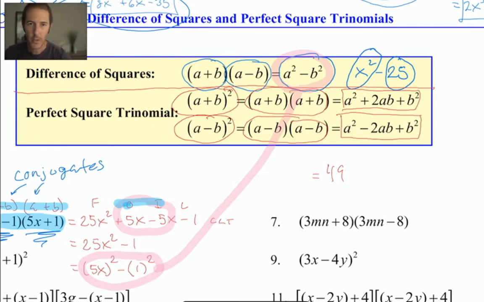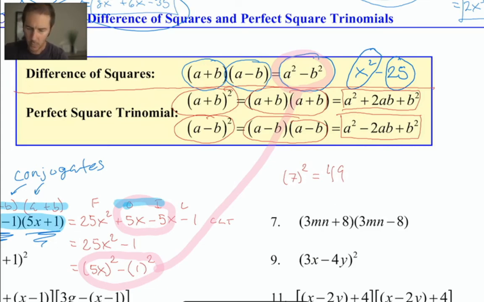And then my follow-up question is, can we rephrase it just a tiny bit? Can I say that 49 is a perfect square because it's the result of squaring something? Sure, it's the result of squaring something specific. It's the result of squaring a 7. But generally speaking, a perfect square is the result of having squared something.